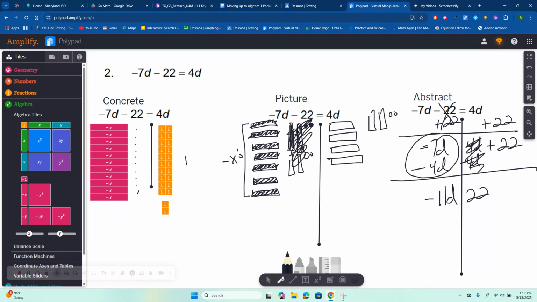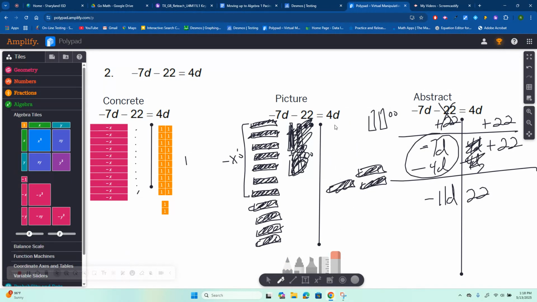All that will cancel. My -4x. A little sloppy, I know, but I think you get the gist of what I'm trying to do here. -4x. 1, 2, 3, 4. So I got -11D equals 22. So I'm going to erase that so you can see what I got going here. And now I have it right here.